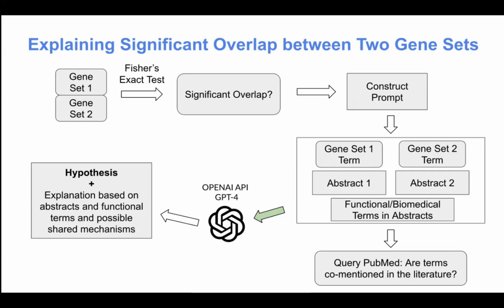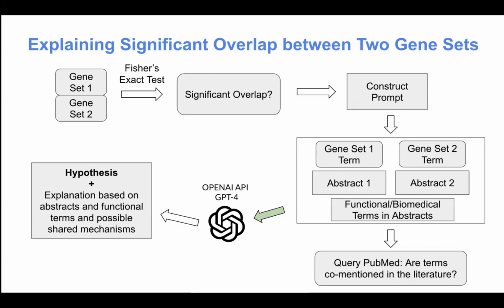The first thing we're going to do is look at the two gene sets and see: is there a significant overlap, which we can determine with the Fisher's exact test. And if there is, then let's construct a prompt to try to get GPT-4 to create a hypothesis about why these gene sets might overlap. We have the gene set terms, which are going to be very applicable to the meaning of the gene set, right? This is how the gene set is defined in text, very basically.